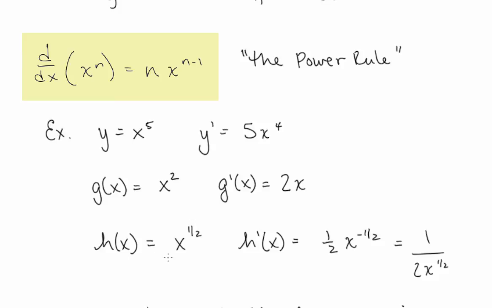For h of x equals x to the 1/2 power, the derivative h prime of x is going to be 1/2 x to the negative 1/2. So again, we're bringing that power of n down in front, and then we're subtracting 1 from the power. So this 1/2 comes down in front, and then we have a power of 1/2 minus 1. So that's a negative 1/2 power. And in general, we don't want to write our answers with negative exponents, so let's write this with a positive exponent by bringing that x to the 1/2 into the denominator with the 2. So we have 1 over 2x to the 1/2 as our derivative.